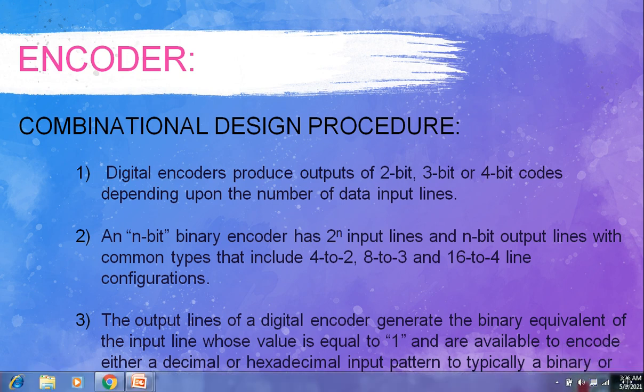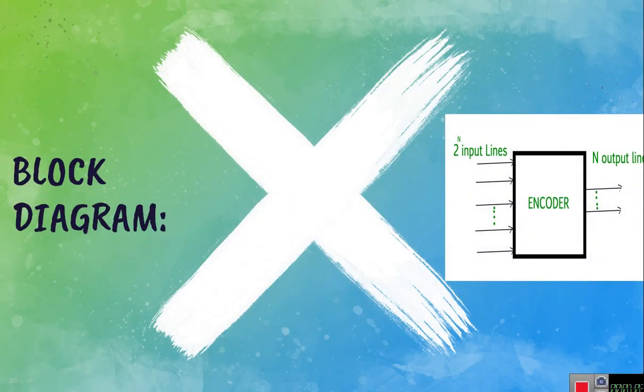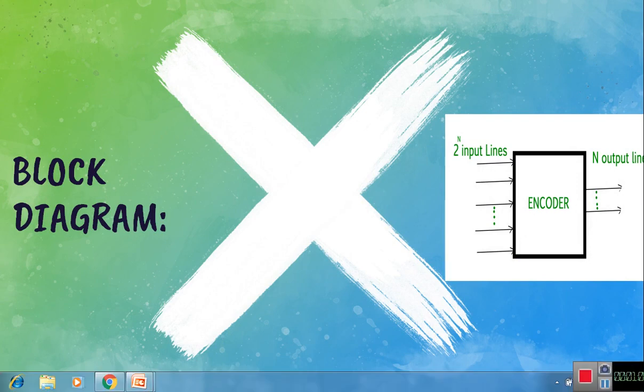The output line of a digital encoder generates the binary equivalent of the input lines whose value is equal to 1, and is available to encode either a decimal or hexadecimal input pattern to typically a binary or BCD. Here is the block diagram.